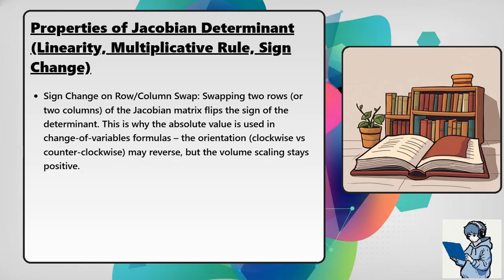Sign change on row or column swap. Swapping two rows or two columns of the Jacobian matrix flips the sign of the determinant. This is why the absolute value is used in change of variables formulas. The orientation, clockwise versus counterclockwise, may reverse, but the volume scaling stays positive.